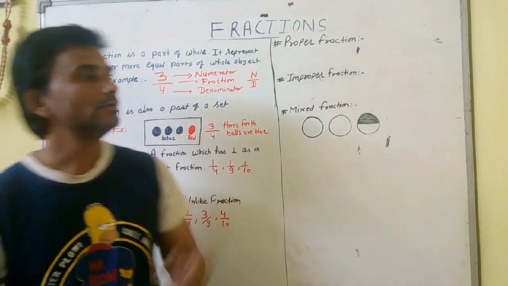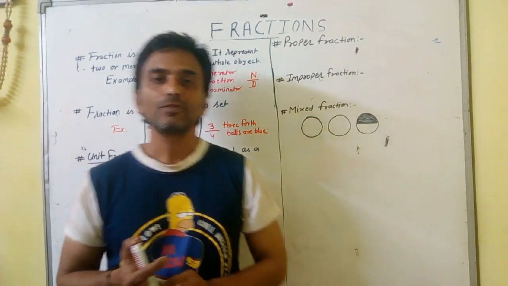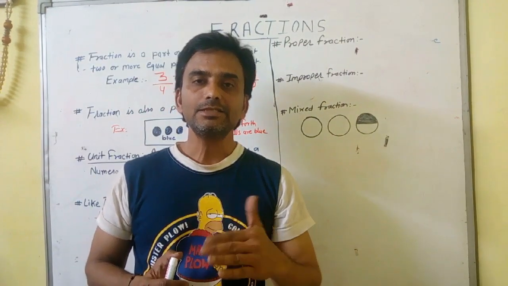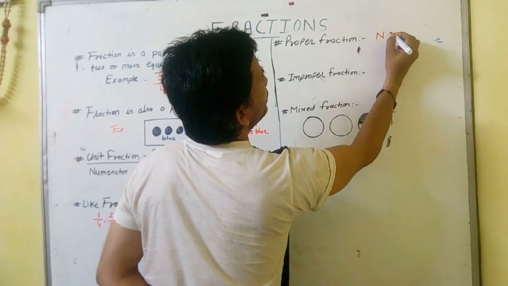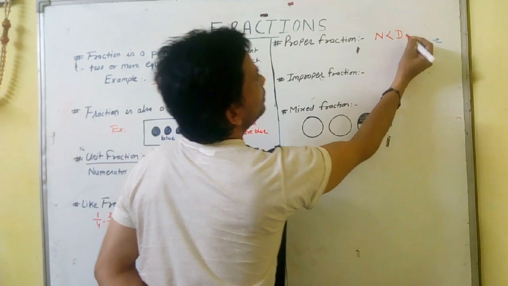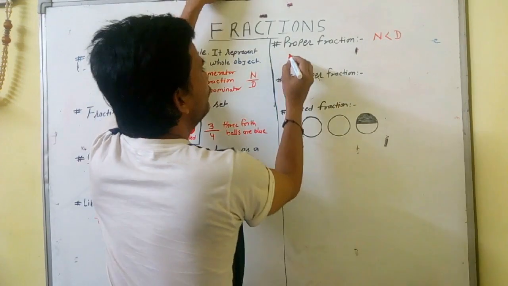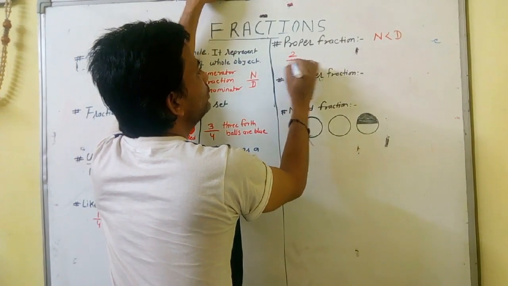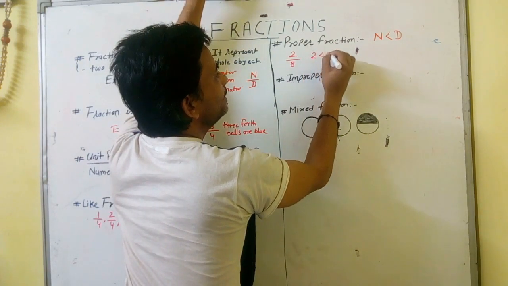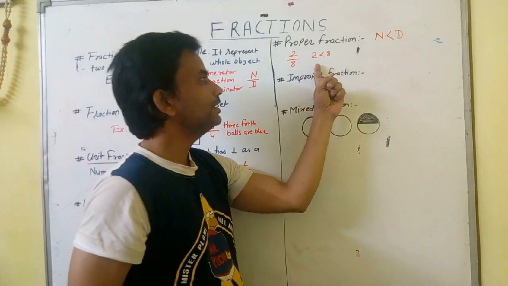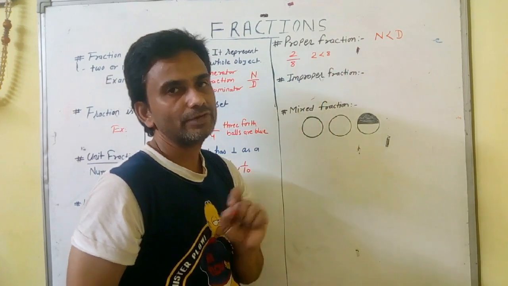Okay. Now come to the next topic, proper fraction. What is a proper fraction? In a proper fraction, the numerator is always less than the denominator. If the numerator is less than the denominator, then the fraction is known as a proper fraction. For example, 2/8. And this 2 is less than 8. That's why 2/8 is a proper fraction.